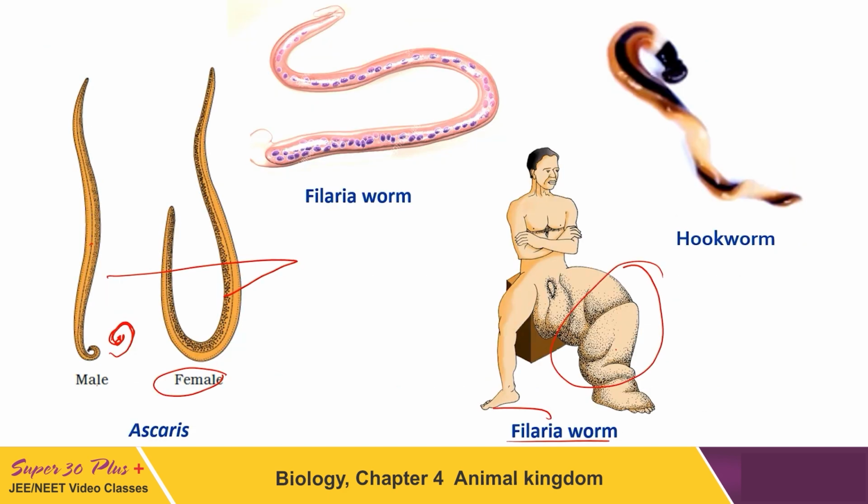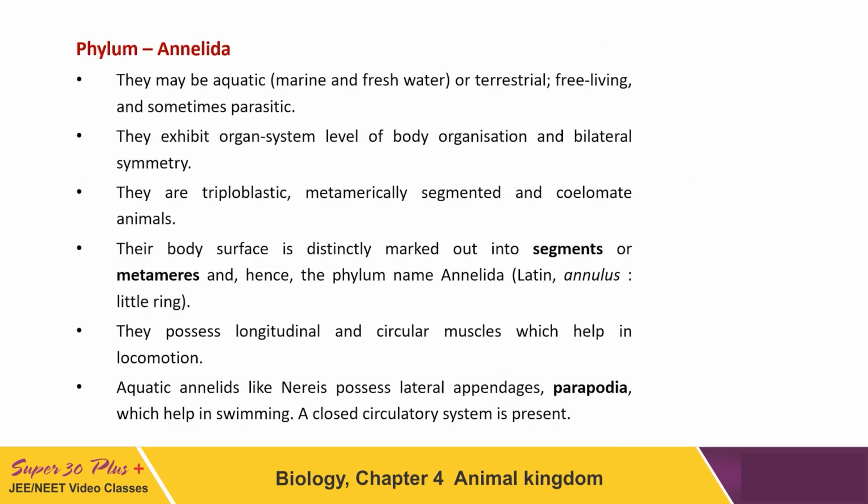These are the diagrams, male and female Ascaris. This is the filaria worm, Wuchereria, and Wuchereria causes the disease elephantiasis, and this is the hookworm. Is it right? Okay, we'll proceed to the next now.